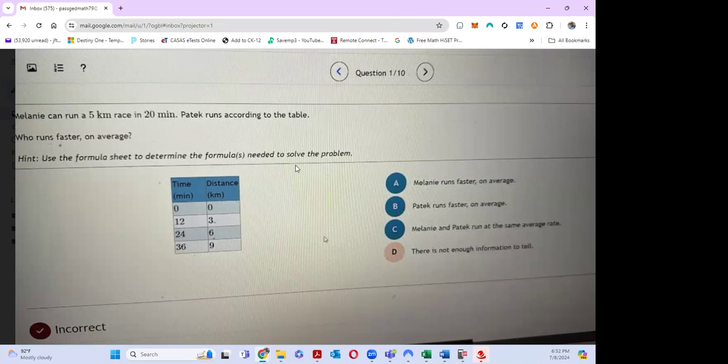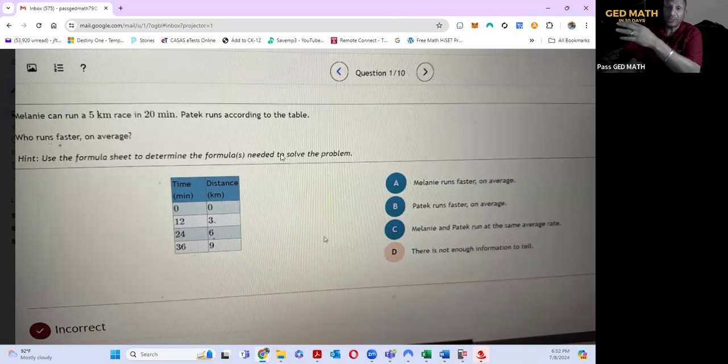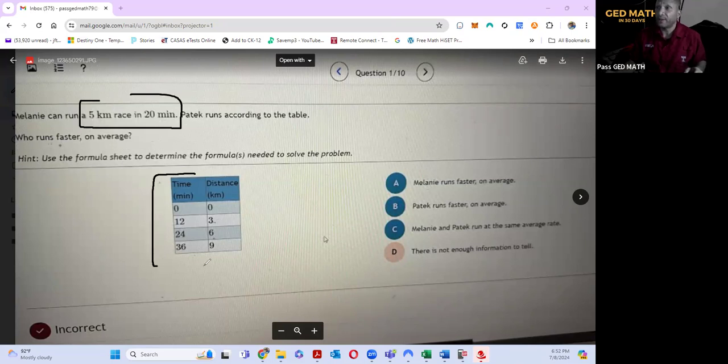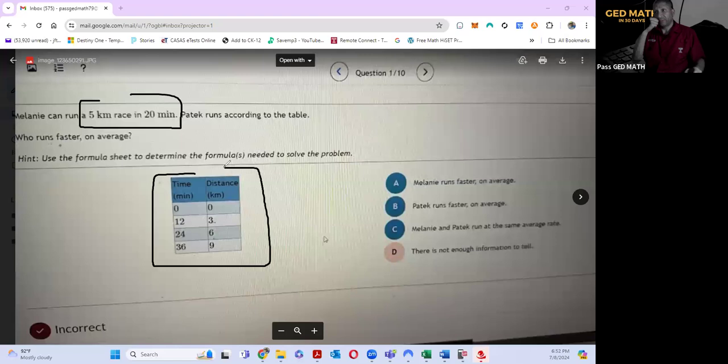So I want you to look at this problem too. This is also another type of problem you can expect to see on the GED, and it's shown in different ways. Here, they give you the information in text. Here, they're giving it to you in the table. So this is still distance per time, kilometer per minute. Now, what it's asking is, who runs faster on average? Really easy.